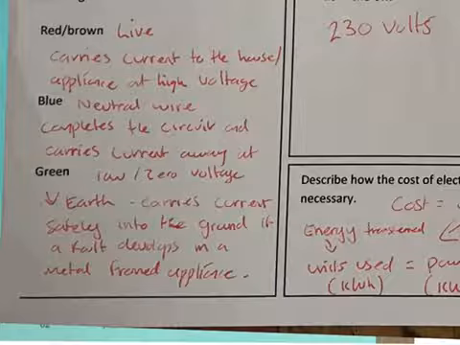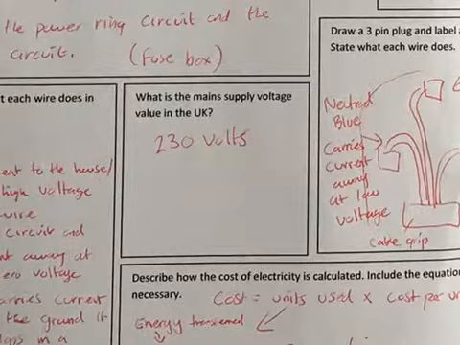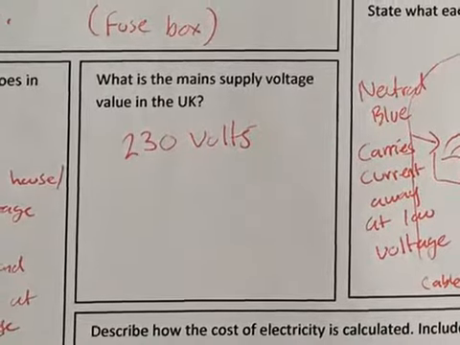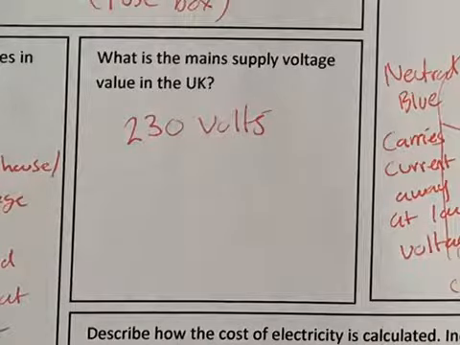So that's all you've got to remember: green is safe, it's a safety feature. It'll carry that current down to the ground in metal framed appliances. And then what is the mains voltage supply in the UK? Well, it's 230 volts, and what is the frequency of that? It's going to be 50 hertz. So in the UK, it is 50, oh my God, my right in shocking, 50 hertz.